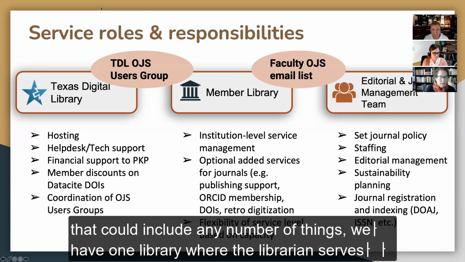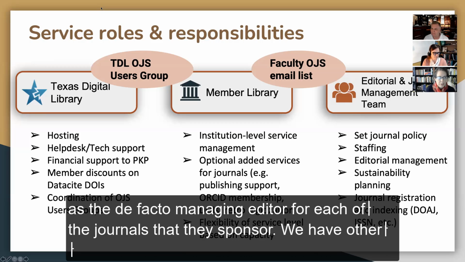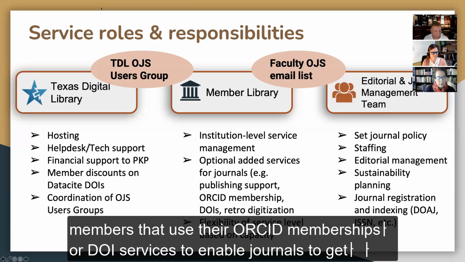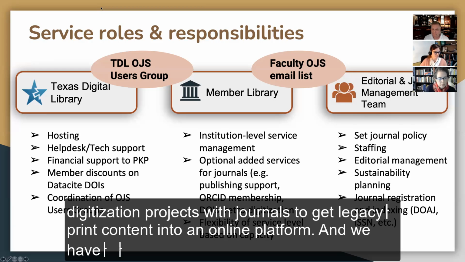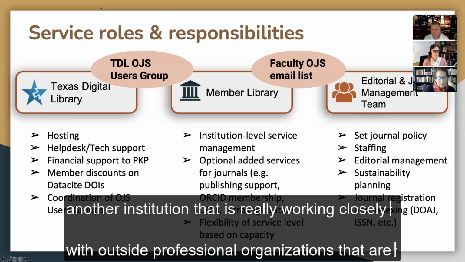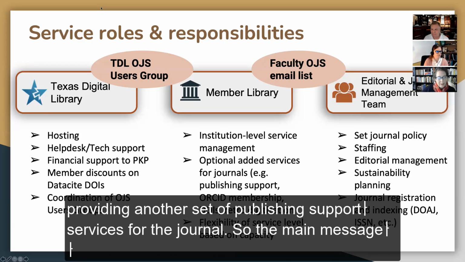We have one library where the librarian serves as the de facto managing editor for each of the journals that they sponsor. We have other members that use their ORCID memberships or DOI services to enable journals to get these identifiers and use them effectively. We have an institution doing select retrospective digitization projects with journals to get legacy print content into an online platform. And we have another institution that is really working closely with outside professional organizations that are providing another set of publishing support services for the journal.